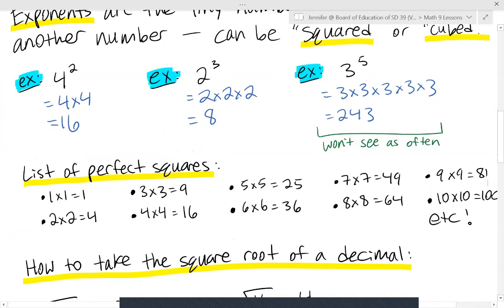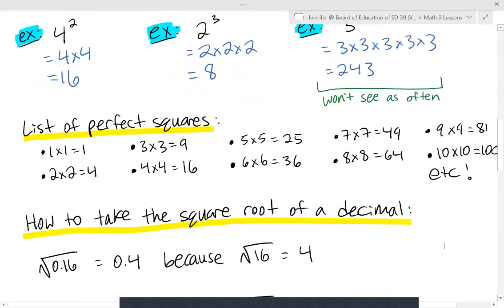So how do we take the square root of a decimal? We know how to take the square root of a whole number. If it was root 16, we know that that's going to give us 4. But what happens when we have decimals? Well, it actually works out pretty well. If you take the square root of 0.16, it just gives you 0.4. And we know that's true because the square root of 16 is 4. So you can essentially ignore the beginning part of the decimal, and then it's already a problem that we know how to solve.